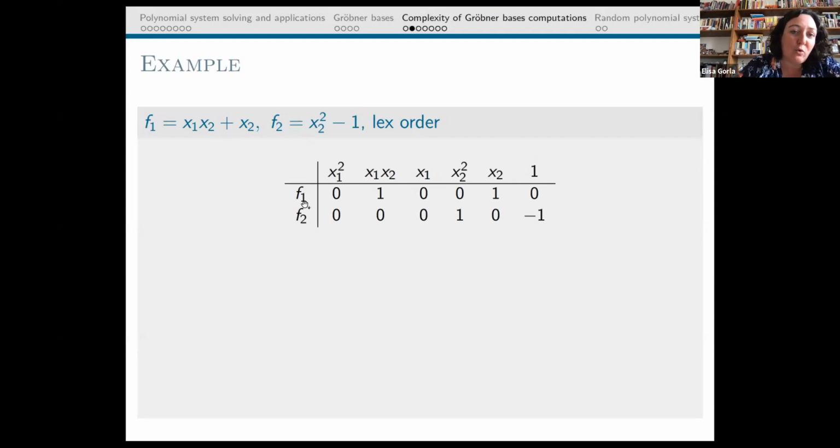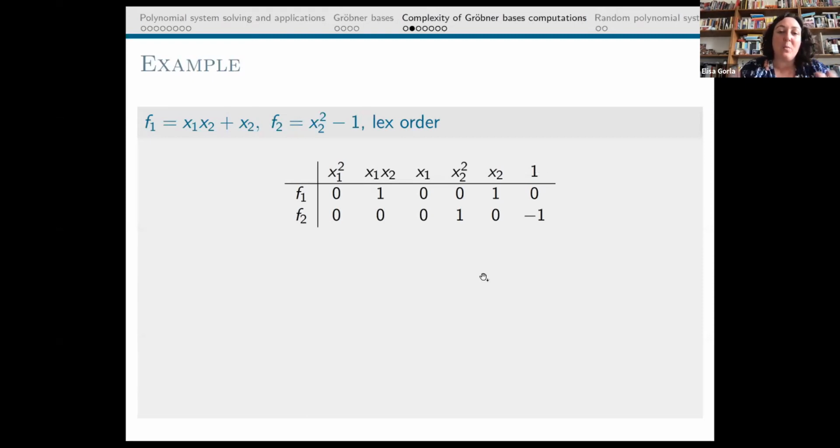And there are only these two, so I just put these two. And you see, for example, F2 is x2 squared minus 1. So I put here the coefficients, right? This is how I write things in the rows. x1 squared has coefficient 0, x1 x2 has coefficient 0, x2 has coefficient 1, and 1 has coefficient minus 1.